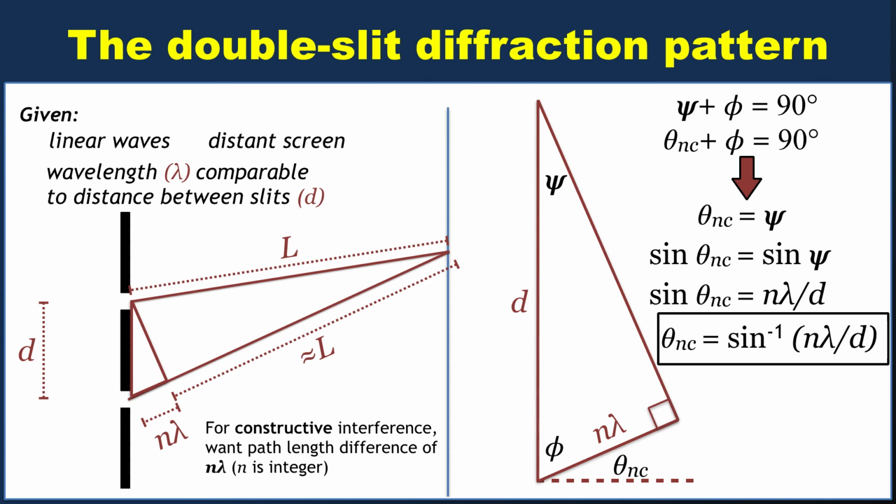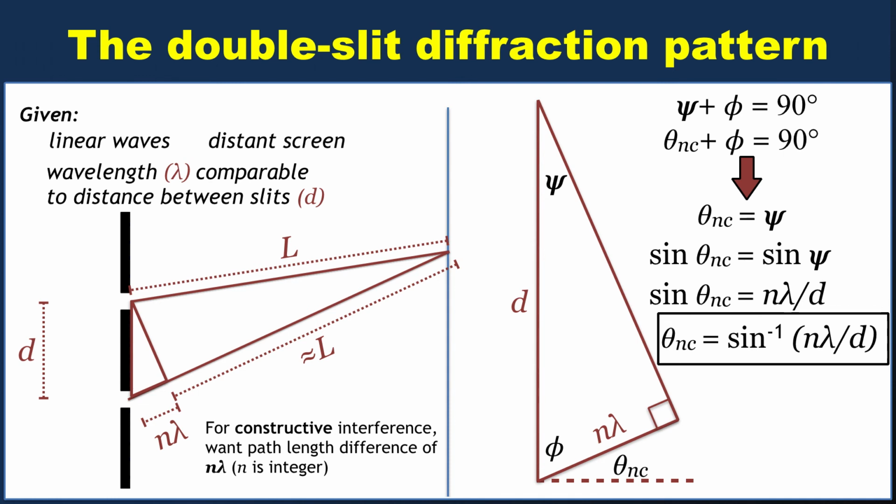So what does this actually look like? Well, if you pick n equals 0, then you can see that there will be a bright spot right in the middle of the screen. If you choose positive integers, n equals 1, 2, 3, and so on, then you'll get bright spots that, the way I've drawn it, would be above the center of the screen. If you pick n equals -1, -2, -3, you would get a set of bright spots at angles located below the center of the screen.